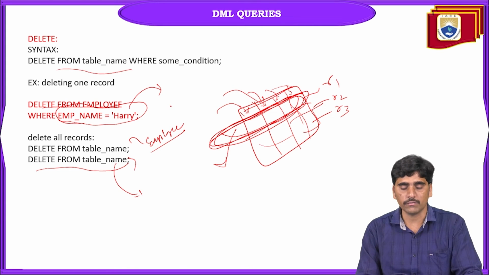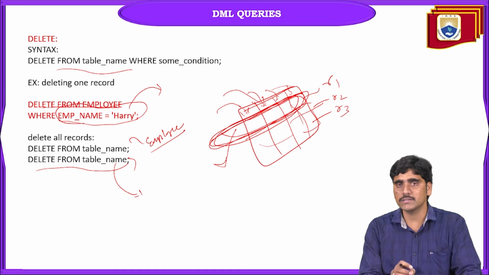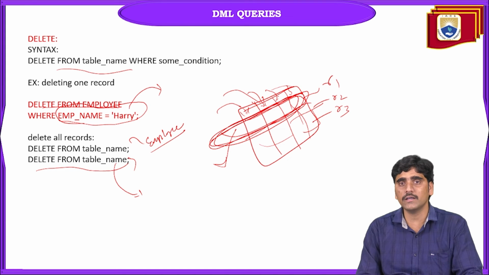So this is how you can perform the delete operation. These are all data manipulation: you are adding something, manipulating something, deleting something. And if you want to see all the details, you can use the select operator also. So you can use select, update, insert, and delete as manipulation operations.